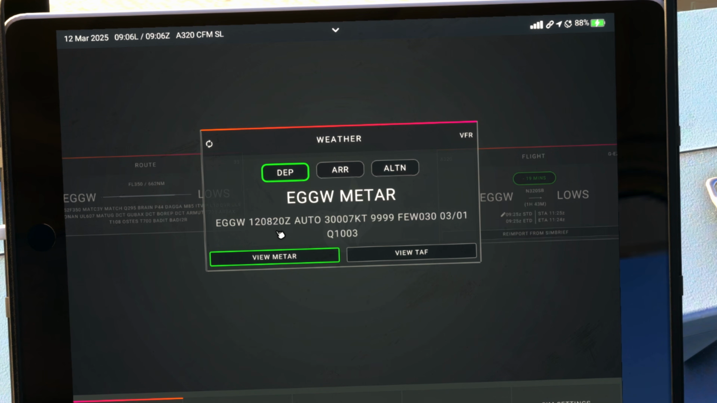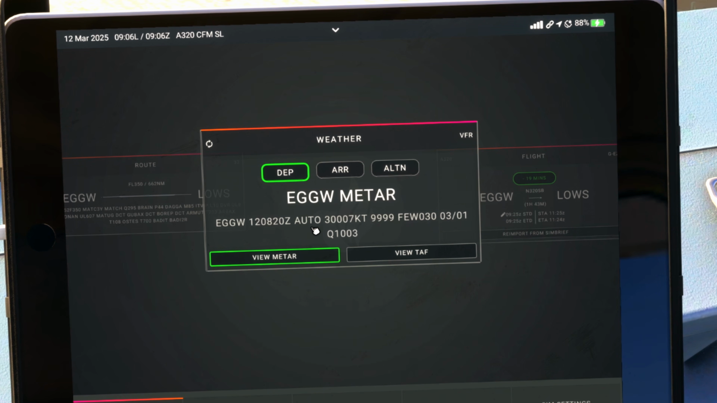The next field is our date and time. The 12 here indicates the day of the month, so it's the 12th today, and then we have the time in Zulu. Pilots always use Zulu time or UTC. So here we have 8:20 Zulu.